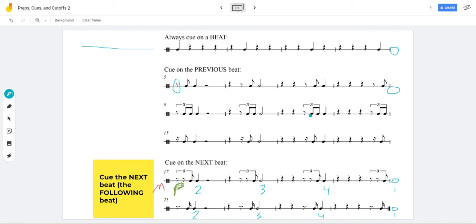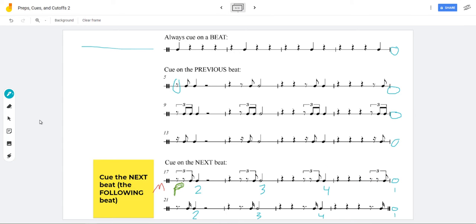1, 2, 3. Yeah, it's tough without the markings. Here we go. 1, 2, 1, 3, 4. There we go. Got that one pretty well. Now we have some markings here. 4, 2, 4. 1, 2, 4. 1, 2, 3.